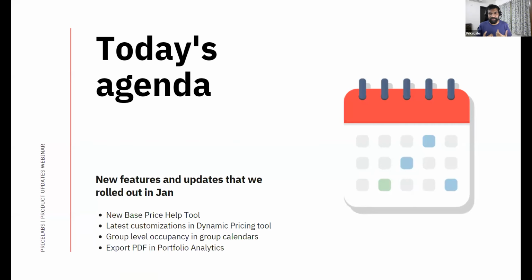Second thing that we're going to talk about is some customizations that we have rolled out in dynamic pricing. Again, one of the things that we really want to do in PriceLabs is while we automate as much of it as we can with the algorithm, we also want to give you the ability to customize it and tweak it to how you want to use it. And that's where customizations come in. And so we've launched some customizations, group level occupancies and exporting PDFs. A little bit of a niche requirement, but we're going to touch on it. Depending on your scale or your needs, you may find them useful as we go about it.